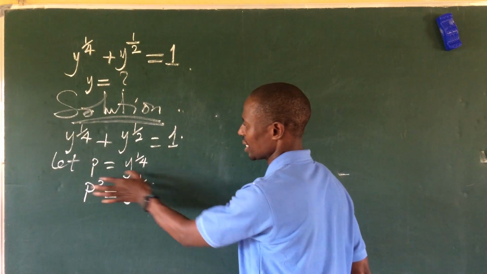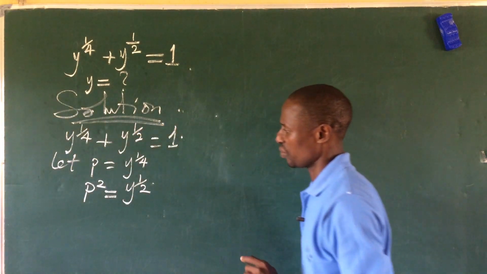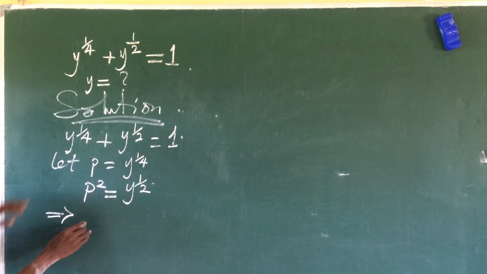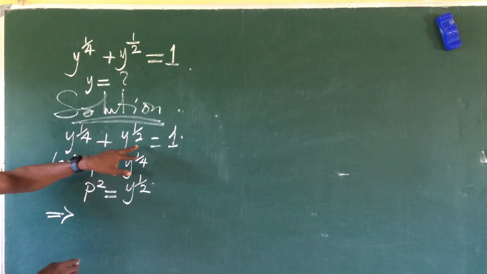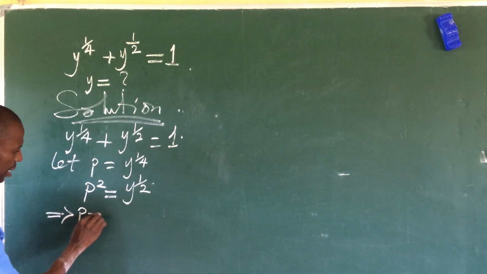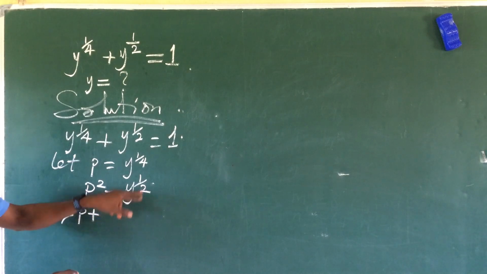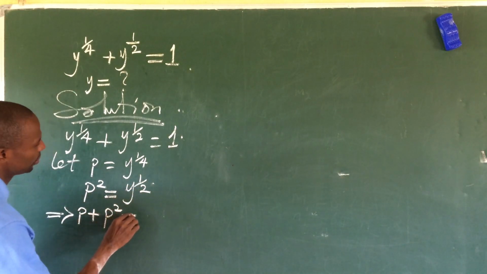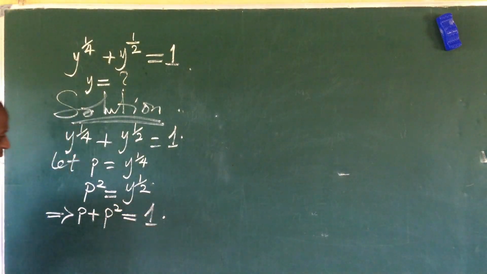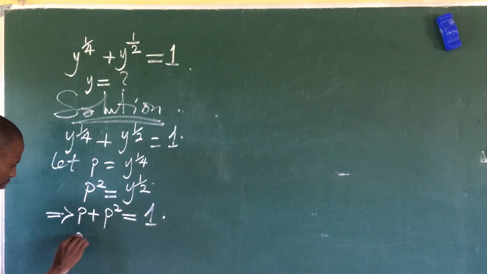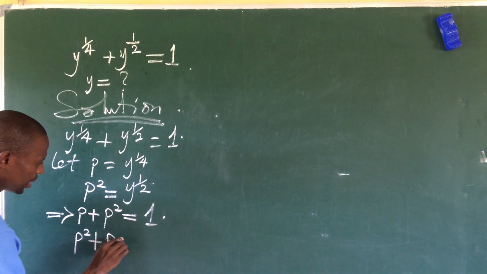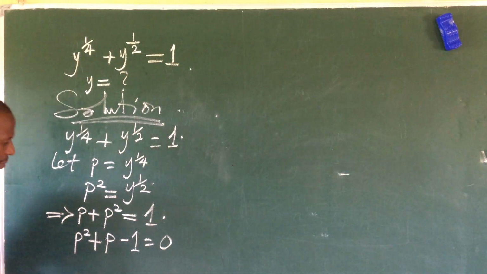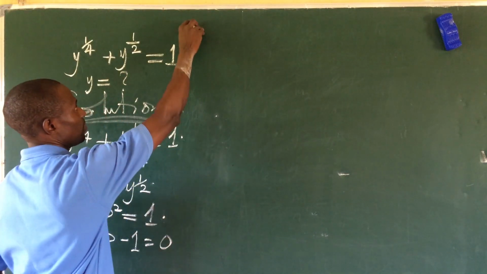So we can now go ahead and substitute this into our initial equation. So this implies that y to the power of 1/4 will give us p, plus y to the power of 1/2 gives p squared, equal to 1. Very easy. Rearrange it, this will give us p squared plus p minus 1 equal to 0.